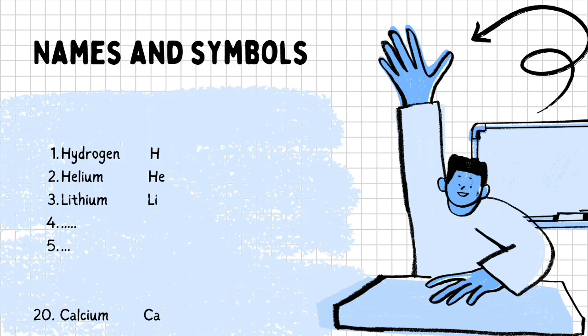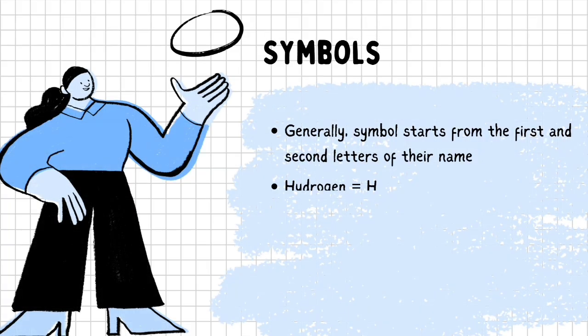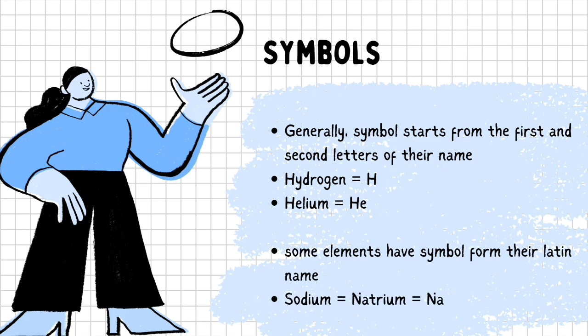Every element has its name and symbol. For now, we only need 20 elements from hydrogen to calcium. It's easy to understand symbols actually. They are just represented by the first one or two letters of the name. Like for hydrogen, it's H, for helium, it's He. You can check other elements by yourself in a similar way.